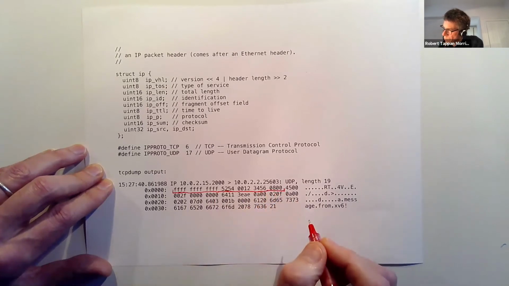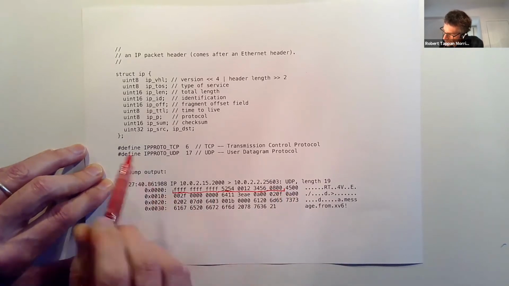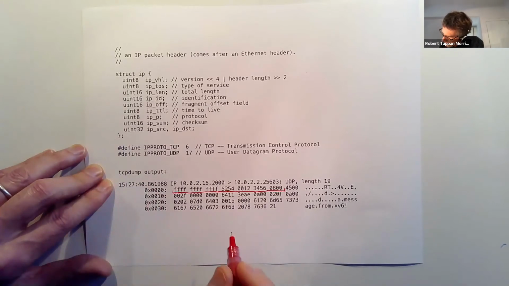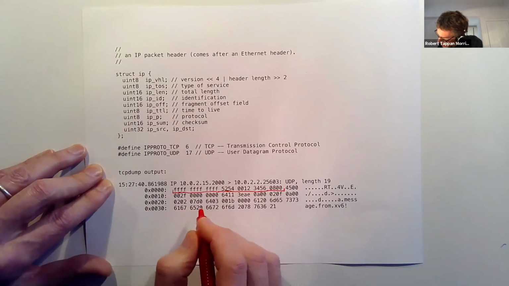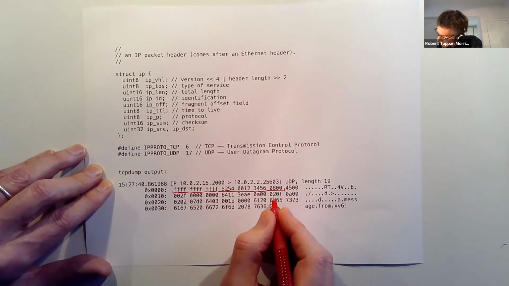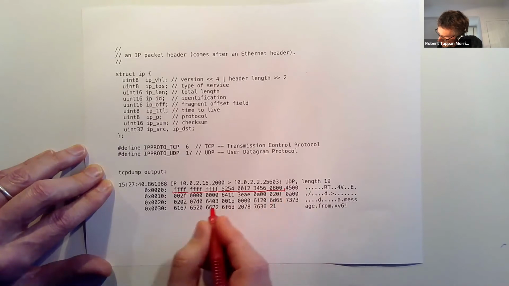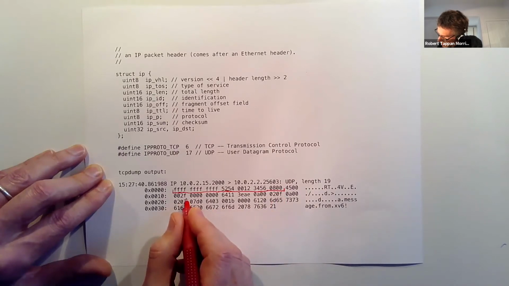And 0800 means that the remaining bytes are an IP packet. The IP packet header length, I think, is 20 bytes. Let's see if we can find the end. 215. So this must be the end of the IP header.